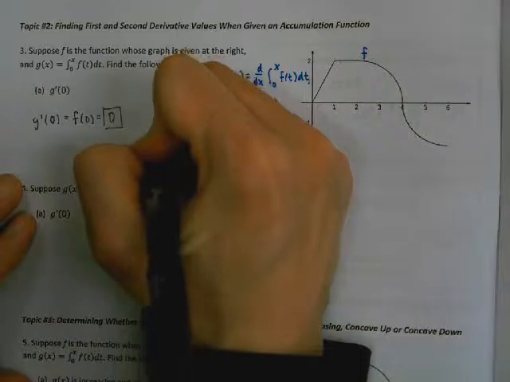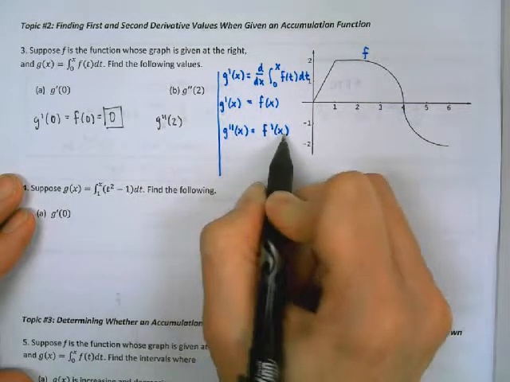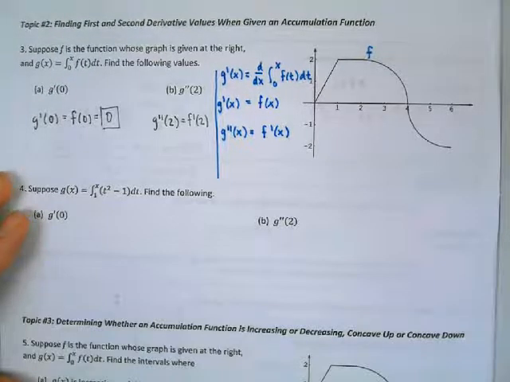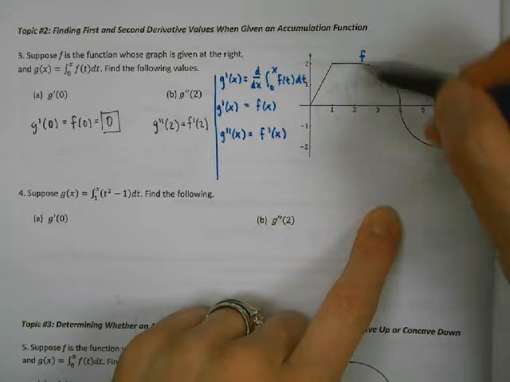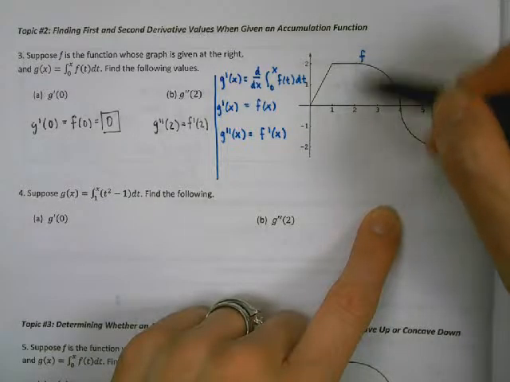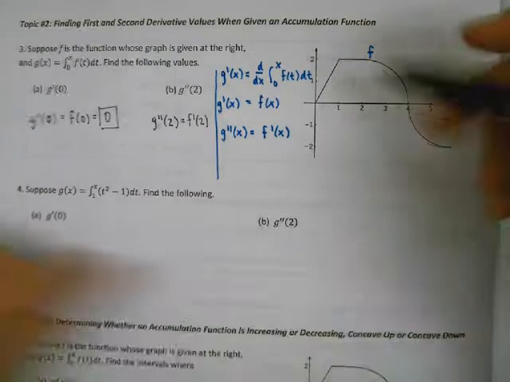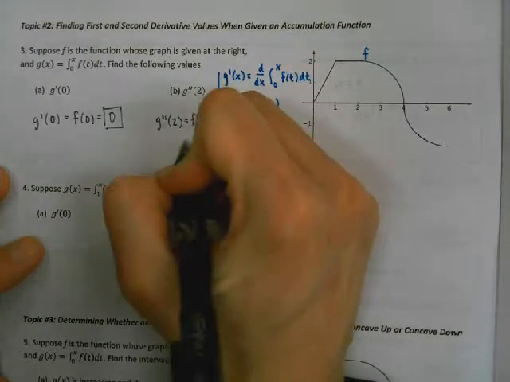Okay, now g double prime of 2. We said g double prime of x is f prime of x, so it's f prime of 2. Now remember, what that's asking us is, what is the slope, right? If I want f prime of 2, it's asking me, what's the slope of f when x equals 2? So that's also going to give us 0.